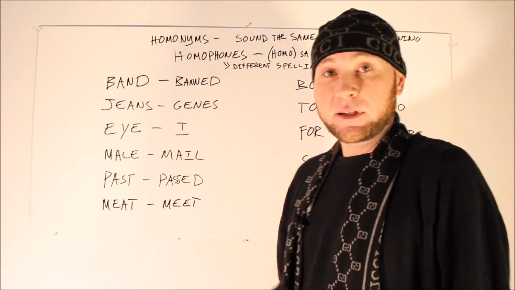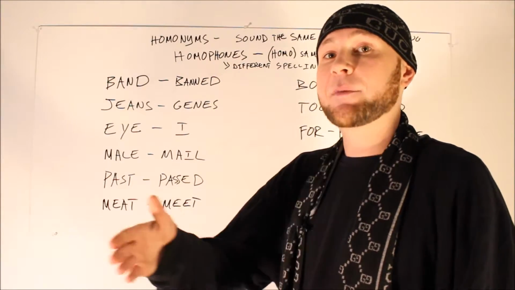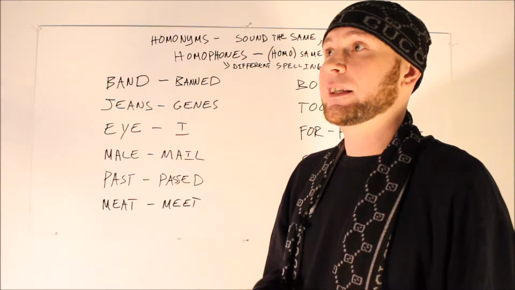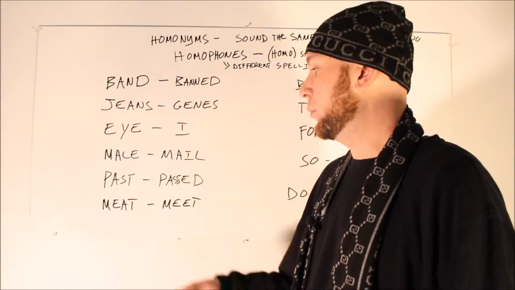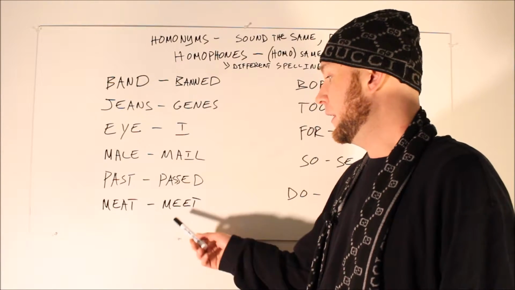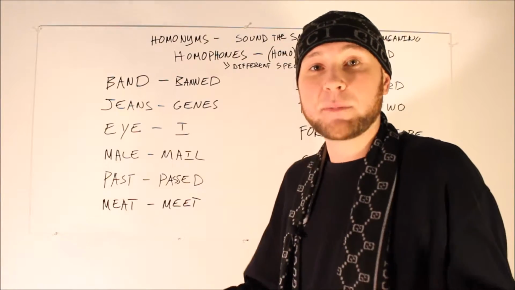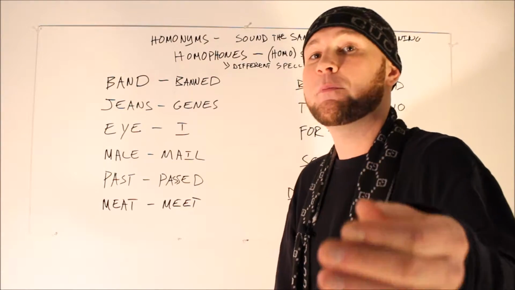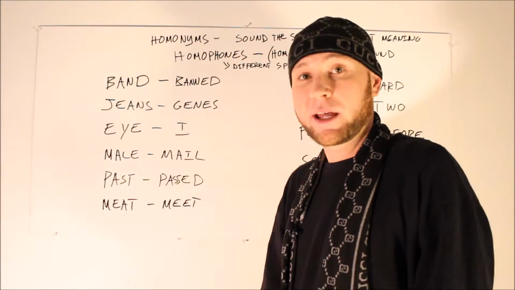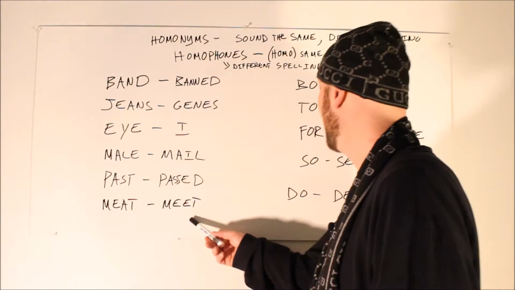The first meat is, I like to eat T-bone steak. It's a type of meat, as in the dead carcass of an animal. So that is going to be meat. The next meat is to meet somebody. Like, how did we meet each other? It's nice to meet you. Well, we met in English classes on YouTube. That's going to be that one there.